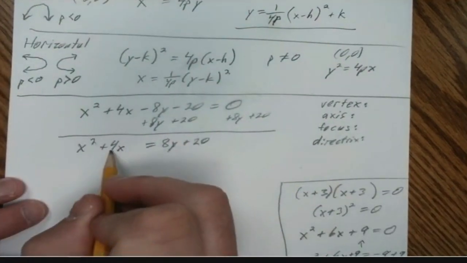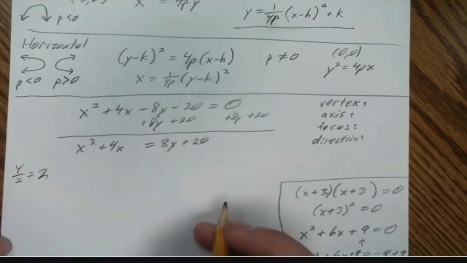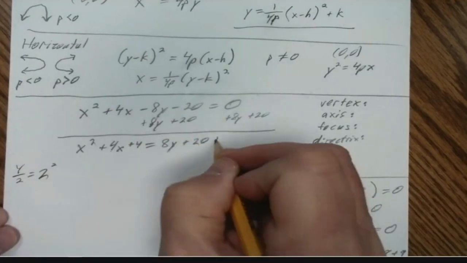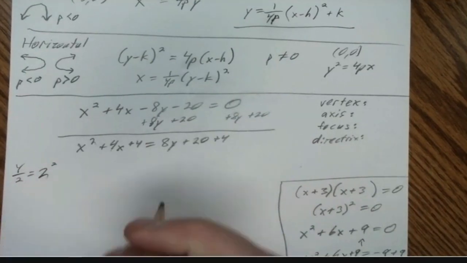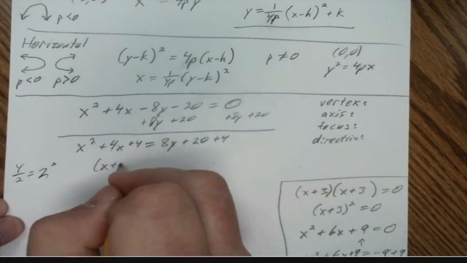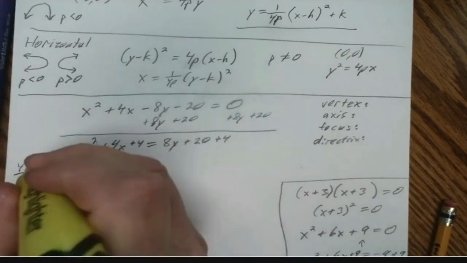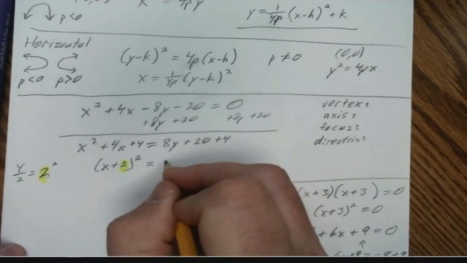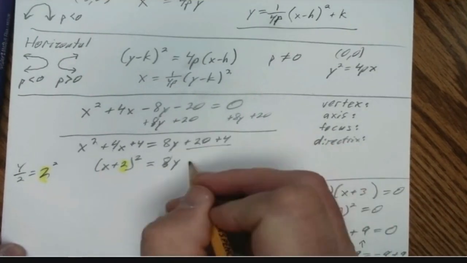So we take that middle term, 4, cut it in half. That's 2. And then we square that, and that's what we add. So we add 4 to both sides. And now we know that this is x plus 2 squared, because this 2 becomes that number that we put in the parentheses. And it equals 8y plus 24.